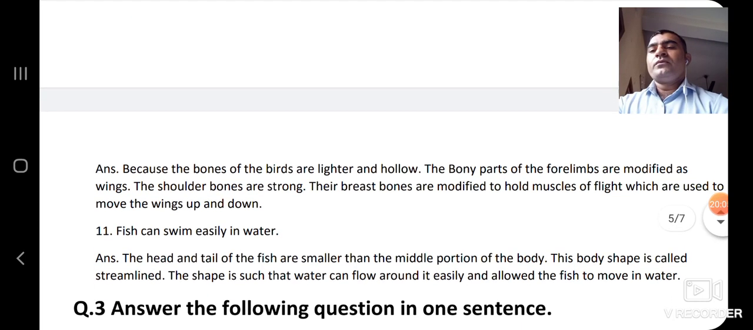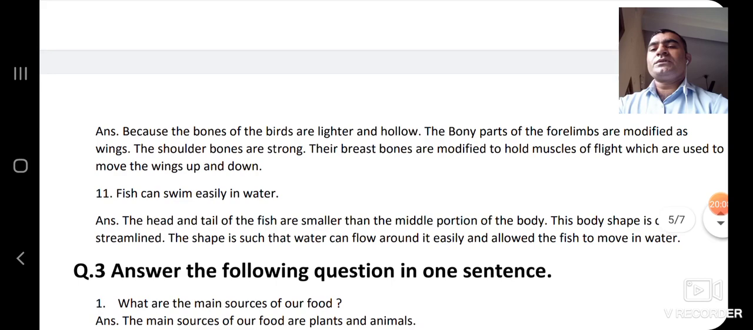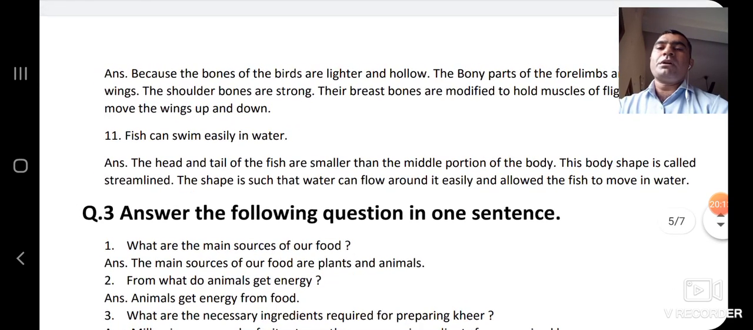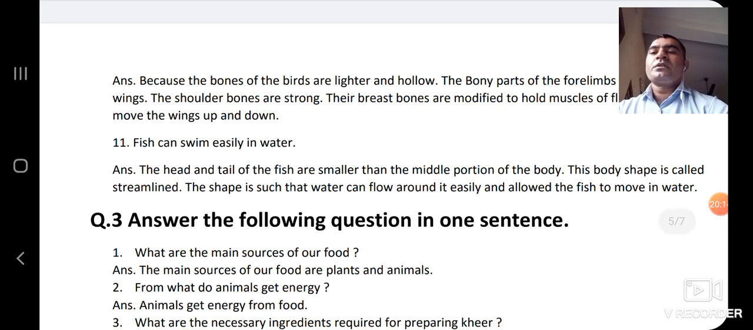Now we have 1 mark questions revision, so we'll do the one sentence or 1 mark question revision. What is the main source of our food? First question of 1 mark. Plants and animals are the main source of our food.